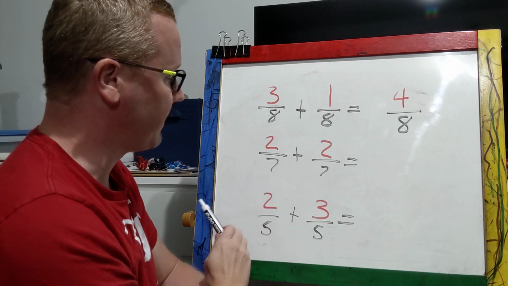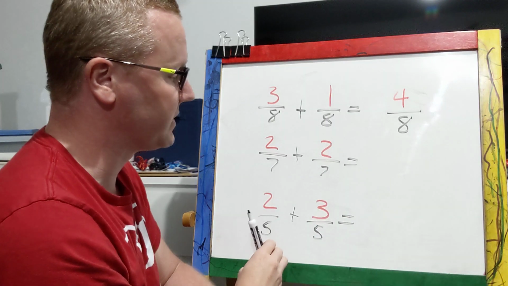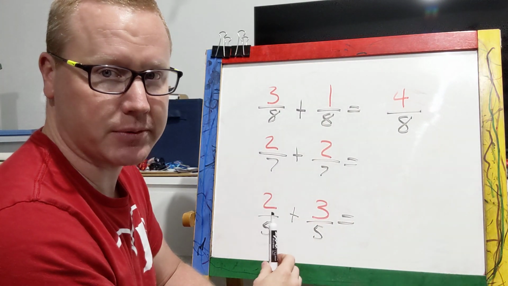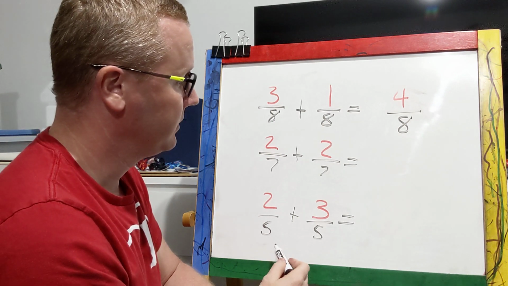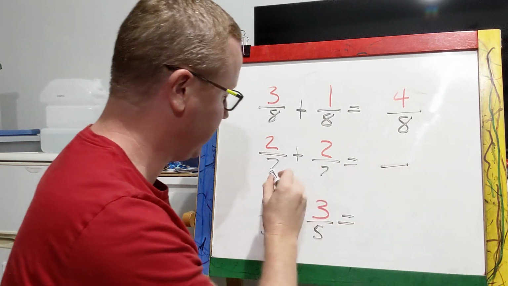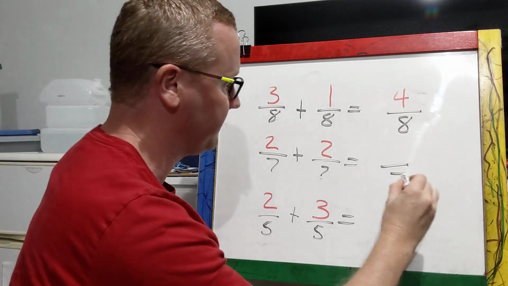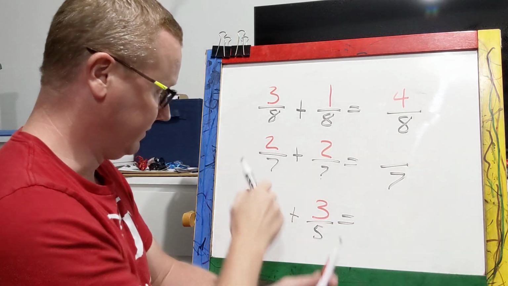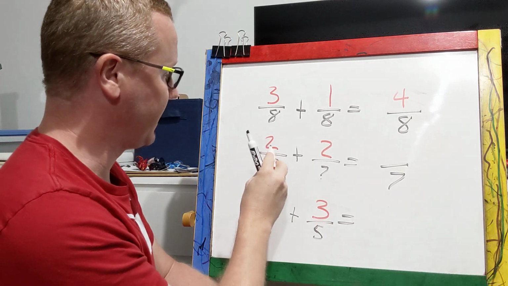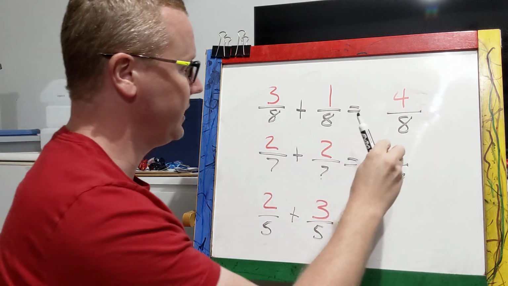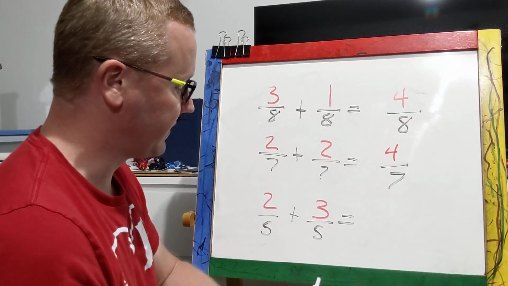Same thing down here. I'm adding 2/7 plus 2/7. What do you think the answer would be? Yep, so first you knew that we keep the denominator the same, 7, and then we just have to add our numerators. 2 plus 2 is 4/7.